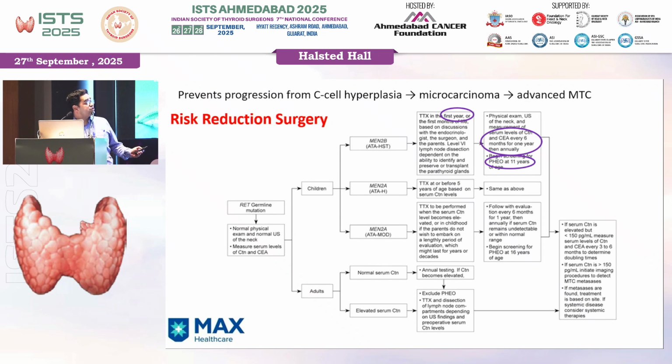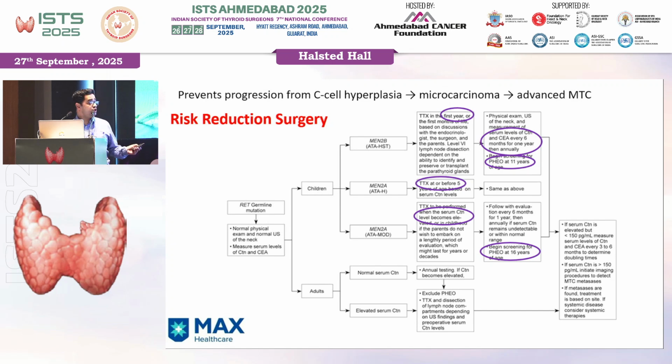Now, MEN2B, which has the highest risk. If we are diagnosing it in a child, the first column is all childhood. If you are diagnosing it timely, then total thyroidectomy needs to be considered in the first year. After that, you can do calcitonin and CEA every 6 months, and FEO screening starts at 11 years. There is no point in doing it before that.